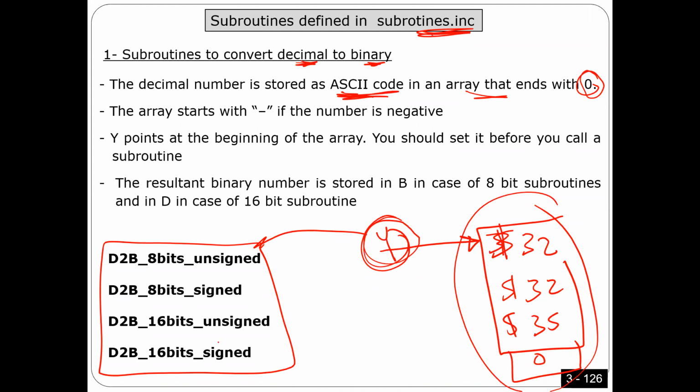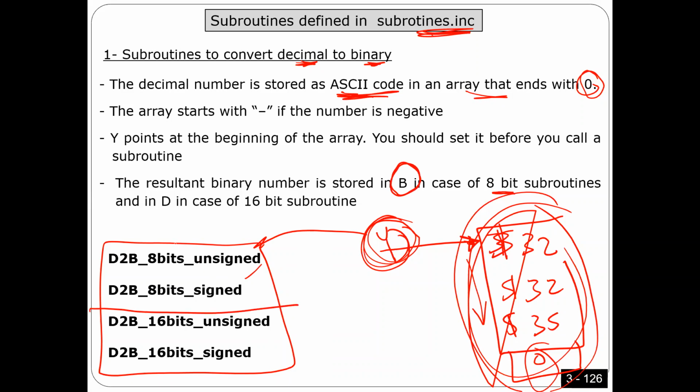So number one, your number. If you want to use one of these functions, all you have to do is very easy. Your decimal digits should be in ASCII, and you have to store them in an array this way, and you have to end the array with 0. Is that okay? And then all you have to do is put the beginning address in register Y, and then call one of these functions. I'm going to tell you why you have 4 functions. And then you call this function. This function is going to convert this number from decimal to binary and store the result in register B if it is 8-bit, because if you look here, guys, we have these 2 functions for 8 bits. If your number is stored in 8 bits, okay?